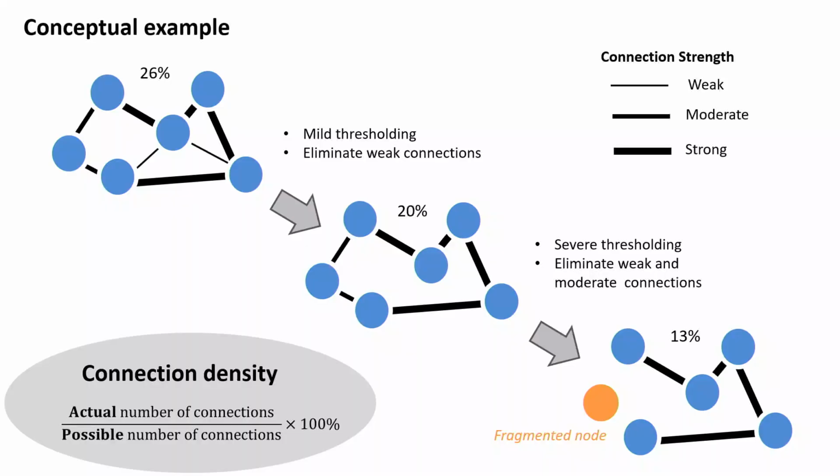So here's a conceptual example of thresholding. This is a toy network. We're starting off with a connection density of 26%.